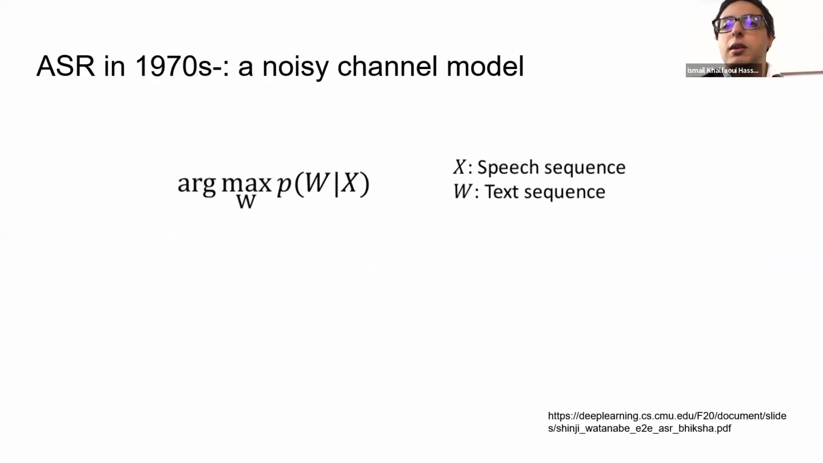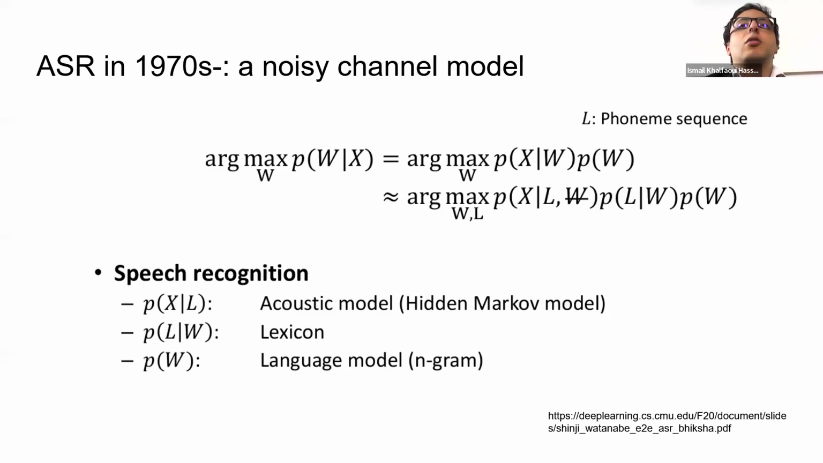I don't know if I should go into the details of the equations, but what is ultimately the maximization of probability that we were using? It is this one. We should find the argmax of the probability of the word W, knowing the speech sequence X. So we could use the Bayes law to compute the probability of X knowing W times the probability of W.